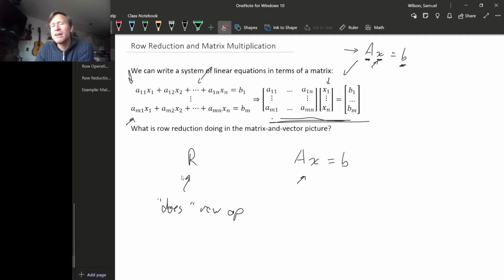Well, if multiplying on the left does this row operation, then what we can do is just take this equation and multiply it on the left on both sides by the matrix R. And that will make the row operation happen on both sides. It will do the row operation to the coefficients because we have our R times A here, and it will do the row operation to the right-hand side because we have R times B right here. So to make row reduction fit into this matrix and vector picture, all we need to do is figure out what matrices make these row operations happen when you multiply on the left by these matrices. So let's figure that out.